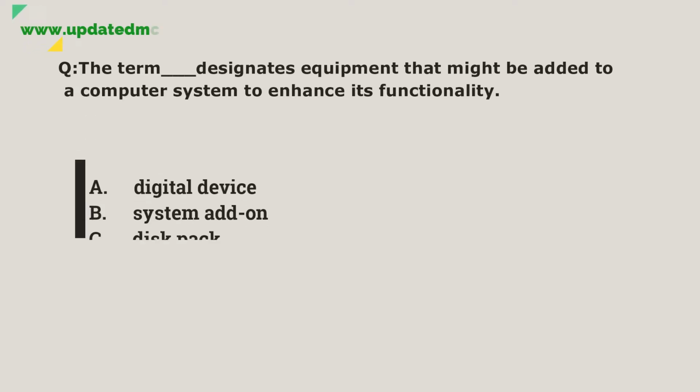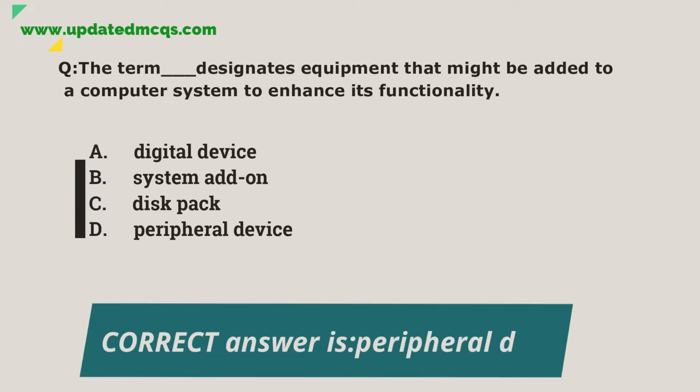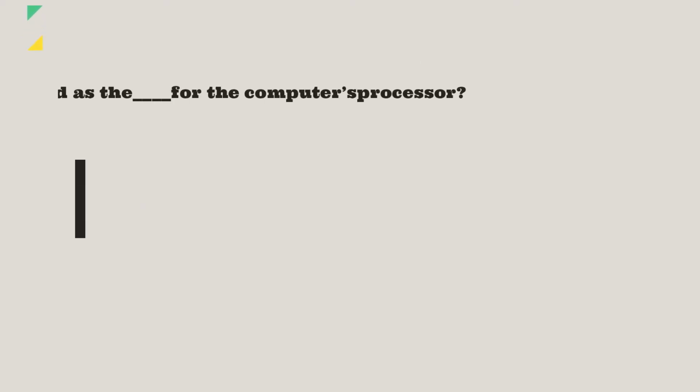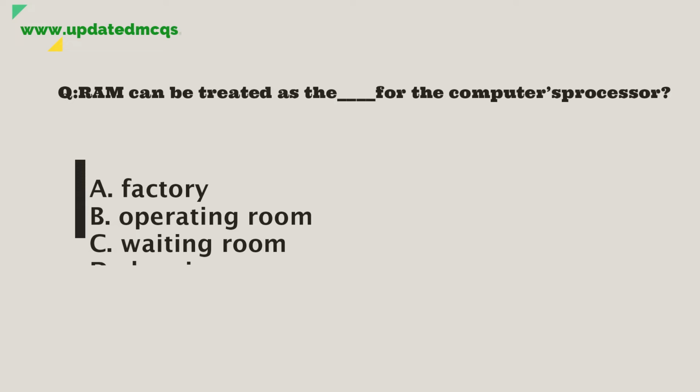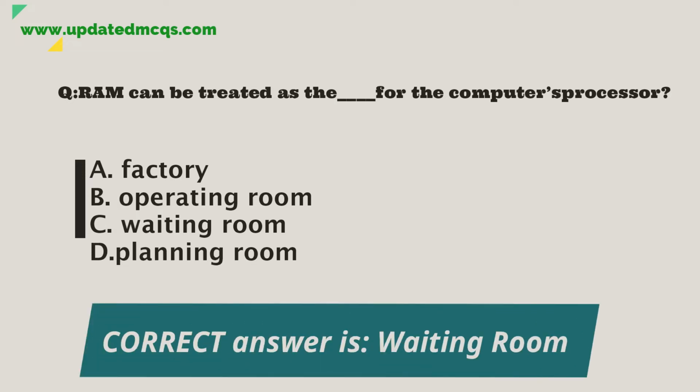The term dash designates equipment that might be added to a computer system to enhance its functionality. Peripheral device. RAM can be treated as the dash for the computer's processor. Waiting room.